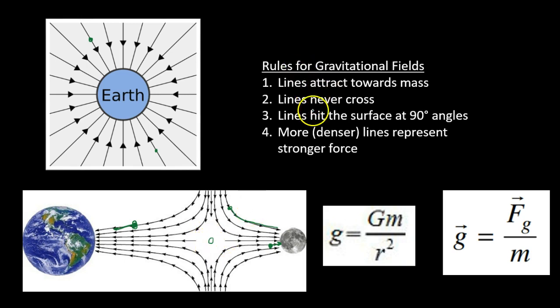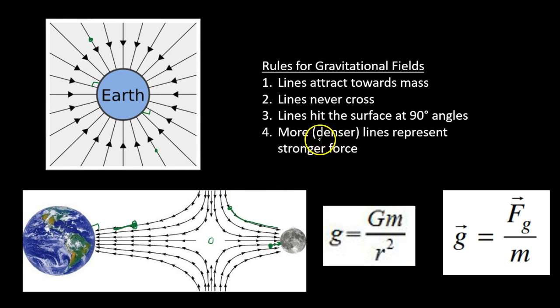There are official rules for this, though we're not going to spend a whole lot of time drawing these. The lines are always attracting towards mass, because remember, it's an attractive force. By rule, we don't have the lines cross. This would be confusing if the lines crossed each other. We always have them maybe get closer, but we never have them cross. They are always going to hit the surface at 90 degrees. It just helps keep our diagrams nice and clear.